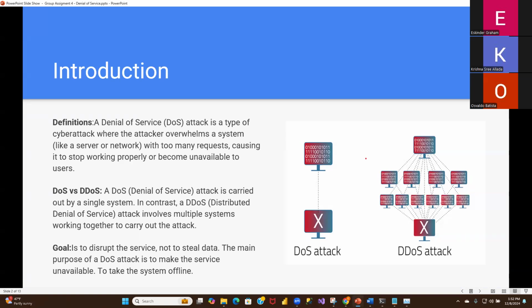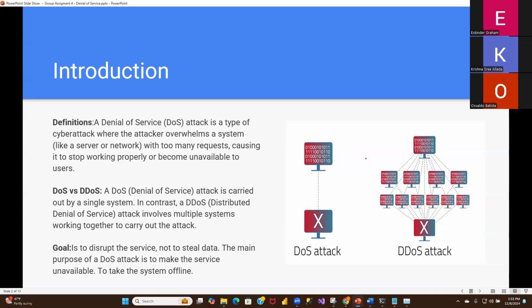So denial of service or distributed denial of service is a very popular, very common attack. It's important to mention that the goal of the attack is not to steal data. The purpose of the attack is to disrupt the service, eventually taking the service down, taking the service offline.